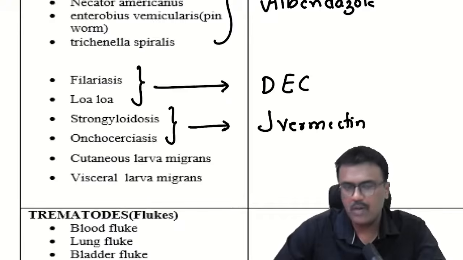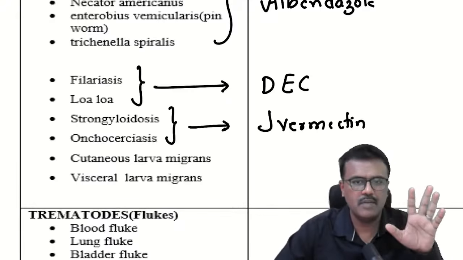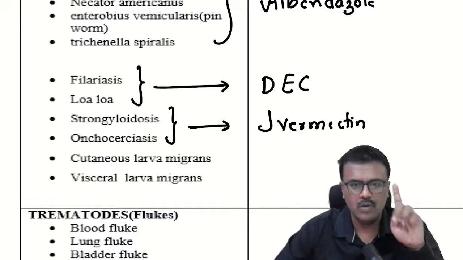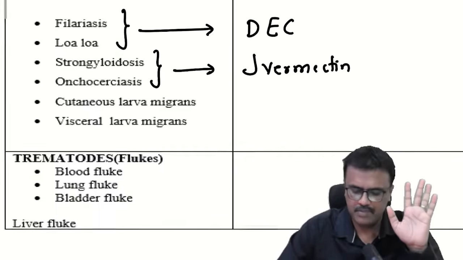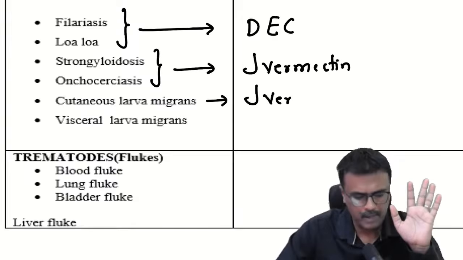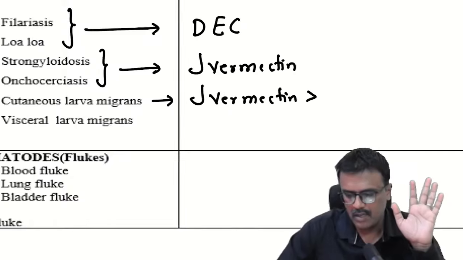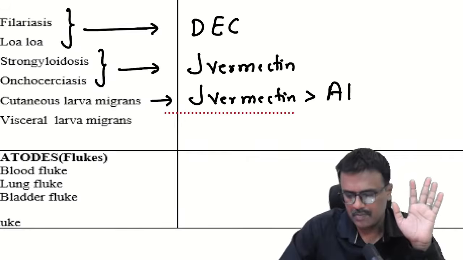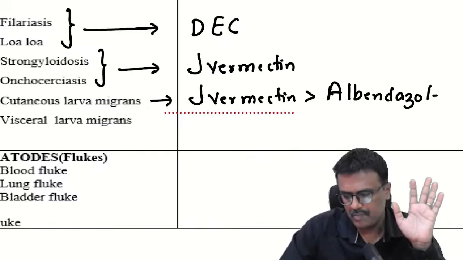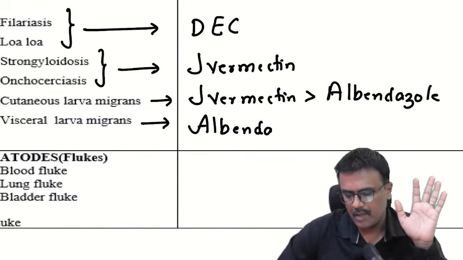Ivermectin is also an oral drug for scabies. Most of the drugs for scabies are topical. The only oral drug is ivermectin. For cutaneous larva migrans we also use ivermectin, but if it is not available, I can give albendazole. For visceral larva migrans, the drug of choice will be albendazole.